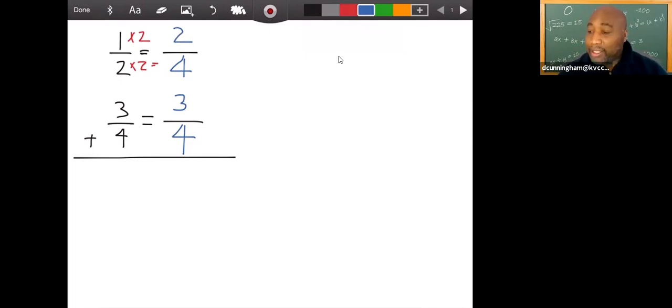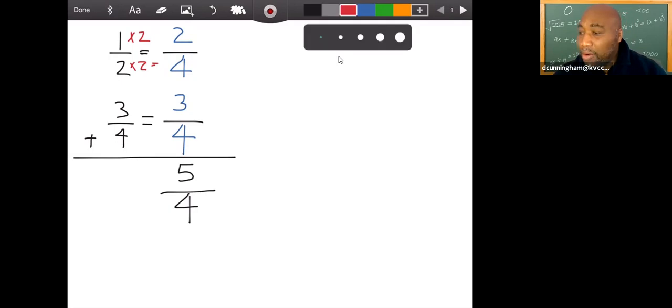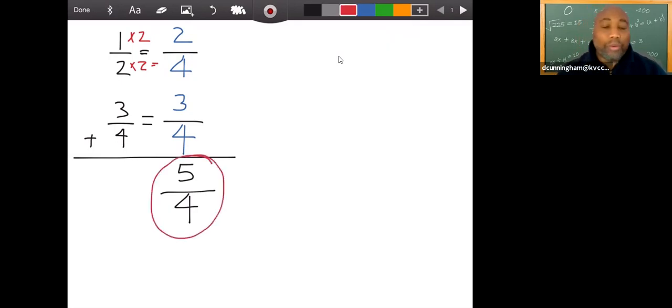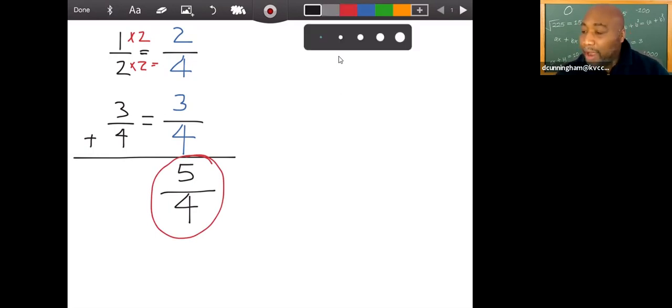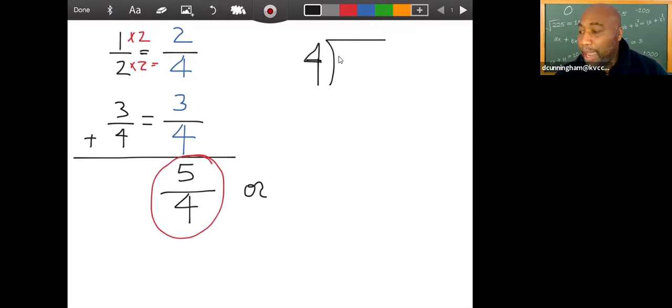Now, since we have the same denominators, all you do here is you write down 4 as your denominator, and you just add the numerators. And our answer here will be 5/4. And that's our improper fraction. Now, we can circle that if you would like to give that as your answer, or you can convert this to a mixed number. And so your answer 5/4 can be changed by using long division. Remember, we did this before in our past units.